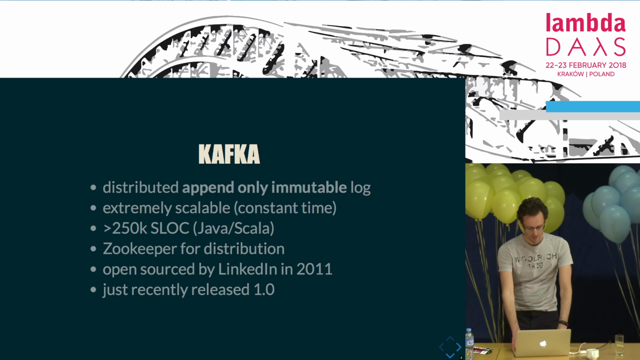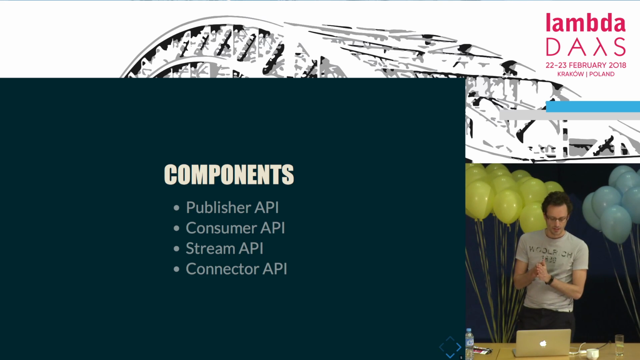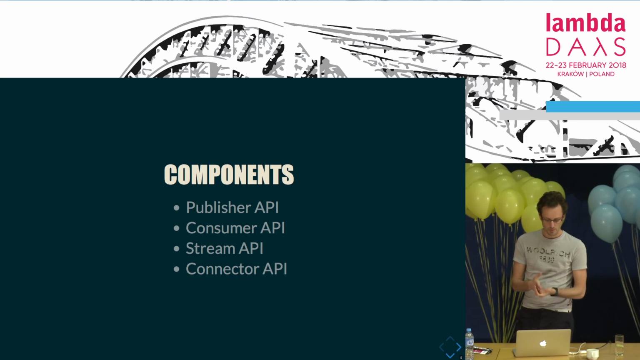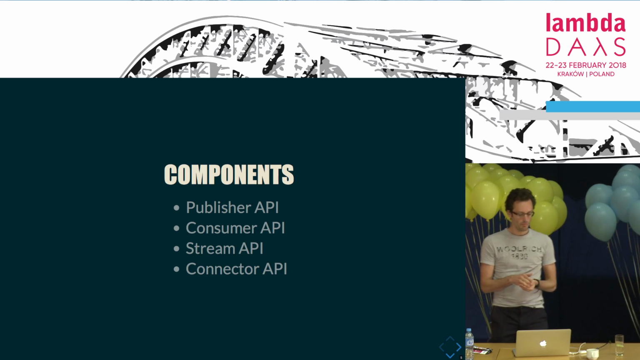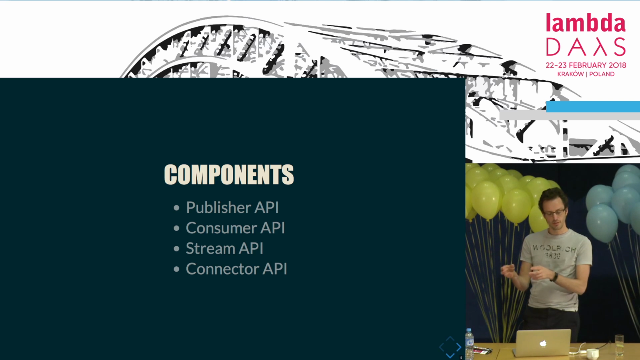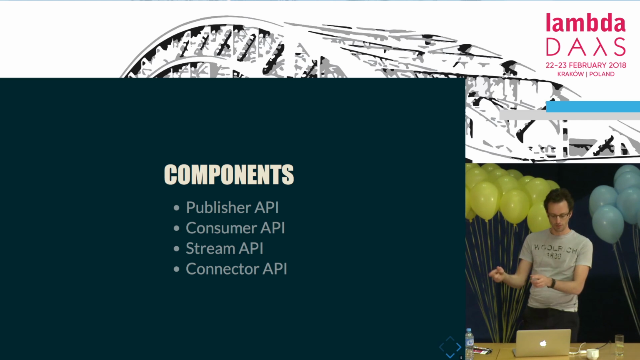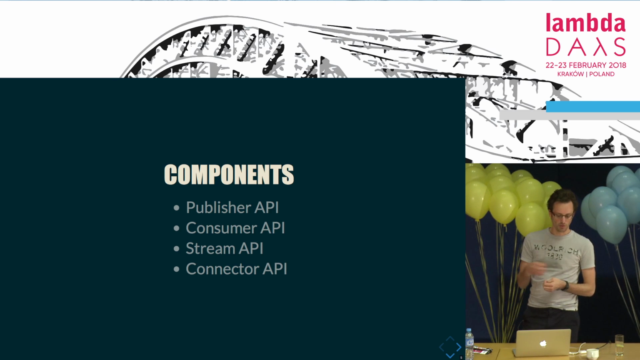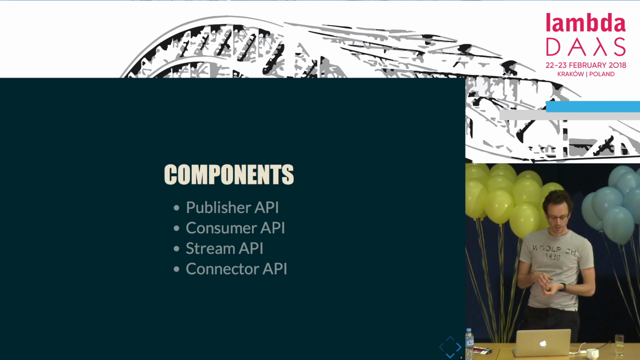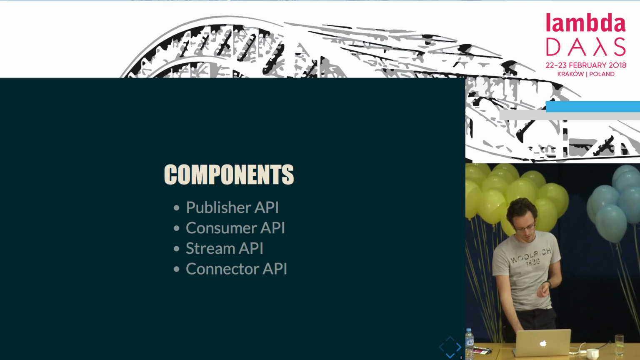Okay. So the components of the Kafka cluster are mostly four. You have a publisher API, a consumer API, a stream API, and a connector API. The publisher allows you to publish messages, events, to a certain topic, where you say this thing happened, on this particular topic. The consumer lets you actually consume the topics, reading as many as you want. And the more interesting ones for us are the streaming API and the connector API.